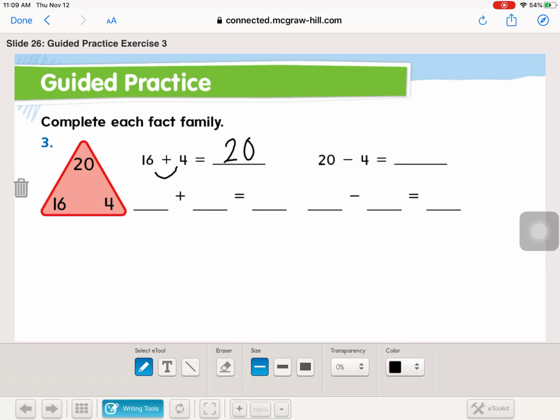Again, we can use all three numbers. 16 plus 4 is 20. I'm going to flip-flop these. 4 plus 16 equals 20. 20 minus 4 equals 16. 20 minus 16 equals 4.